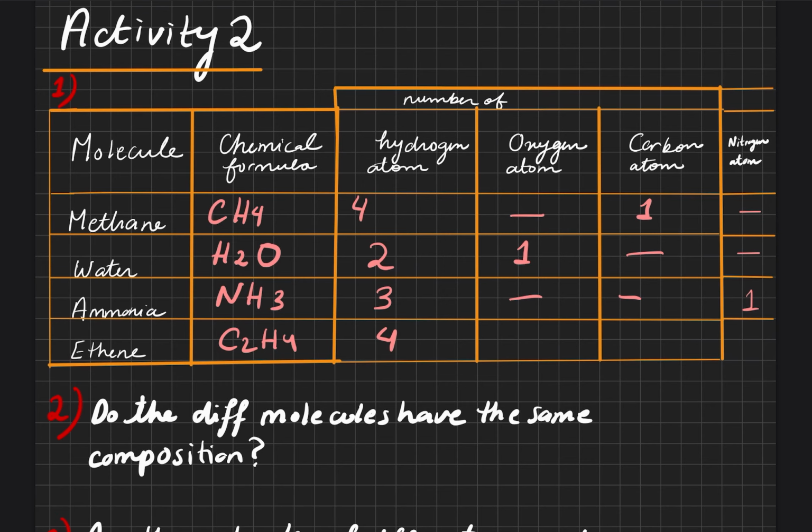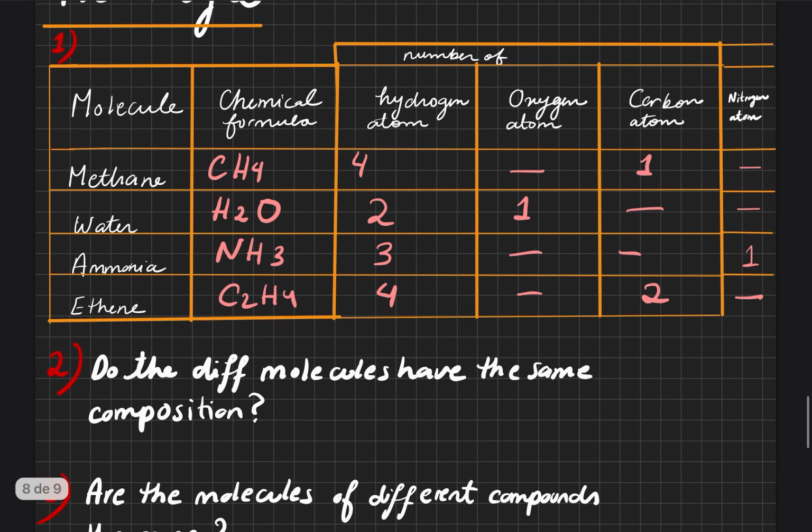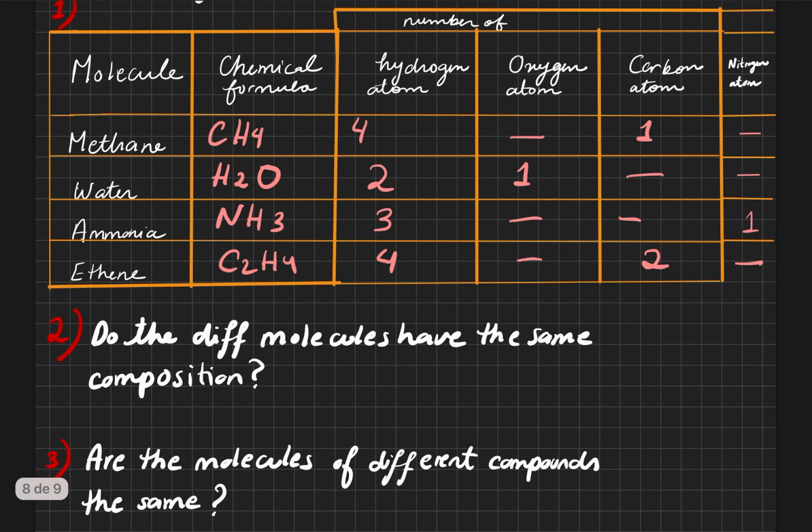Do we have any oxygen atoms? No, we can't see any oxygen. We only have C and H. C is for carbon, so we have 2 carbon atoms, C2H4. So C2 means that we have 2 carbon atoms. Do we have any nitrogen? No, we don't. So let's leave them blank. And that's how we complete the table. Let's go now to number 2.